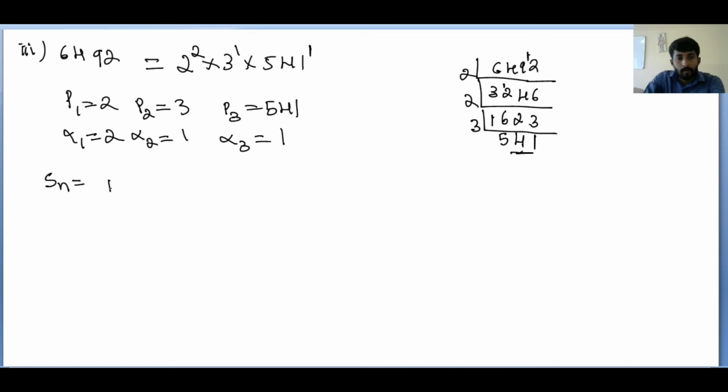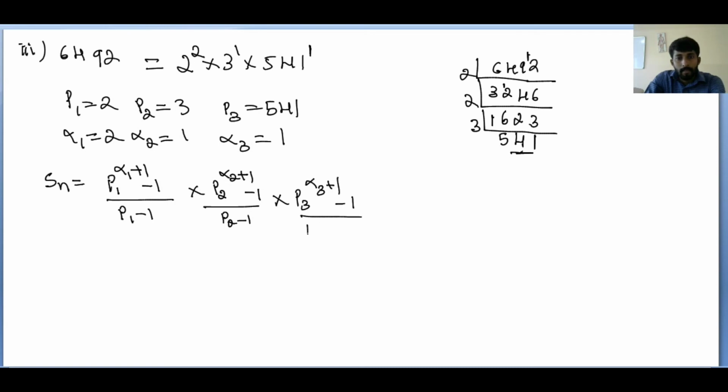Sn is equal to (P1 to the power alpha 1 plus 1 minus 1) divided by (P1 minus 1) into (P2 to the power alpha 2 plus 1 minus 1) by (P2 minus 1) into (P3 to the power alpha 3 plus 1 minus 1) divided by (P3 minus 1). This implies Sn is equal to, substitute all the values.